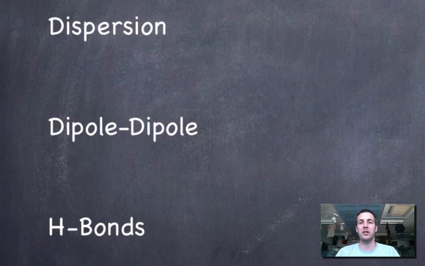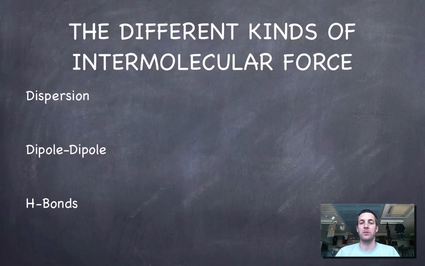And they're kind of arranged in order of strength here. So dispersion forces tend to be thought of as being weaker than dipole-dipole forces, which tend to be thought of as weaker than hydrogen bonds. Okay, but they are the three types of intermolecular force that we're going to be looking at over the next few films.